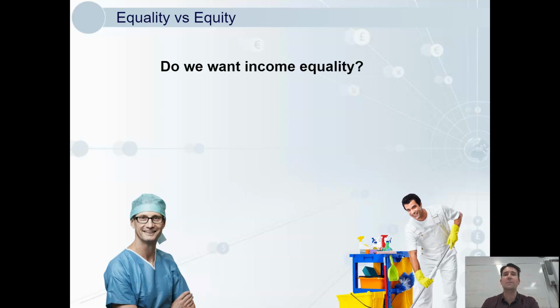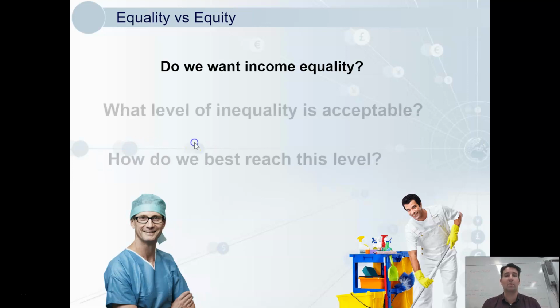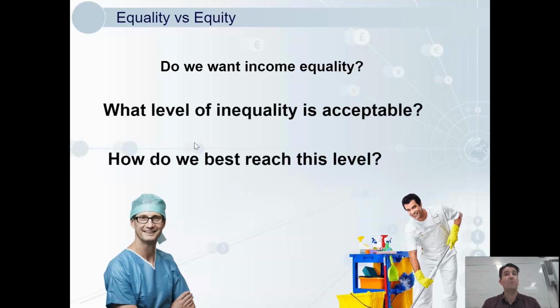However, equality is not actually advocated for. A degree of inequality is actually great because it gives people like the surgeon the incentive to work hard because they're going to get rewarded. What we as a society struggle with is what degree of inequality is acceptable and what's the best way to get to that Goldilocks level. So this is a lot of what politicians argue about. How do we get there? And what is the level?